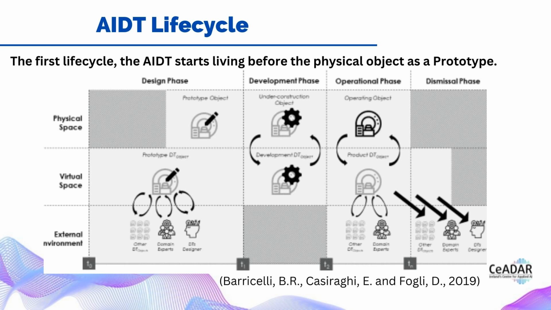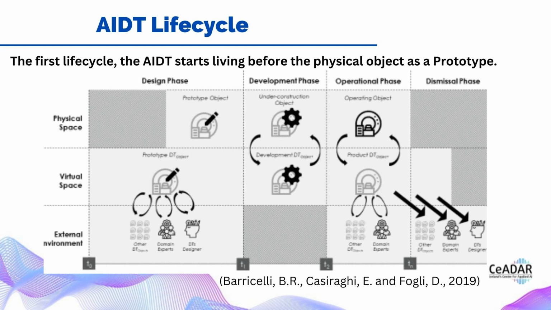Once the design of the prototype digital twin is complete, the process moves to the development phase, where it evolves into a development DT object that interacts with production machines to optimize the assembly of the physical object. When the physical object is built, the development DT object becomes a product DT object and enters the operational phase.